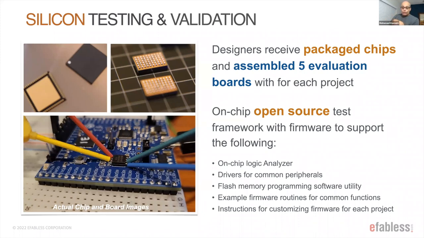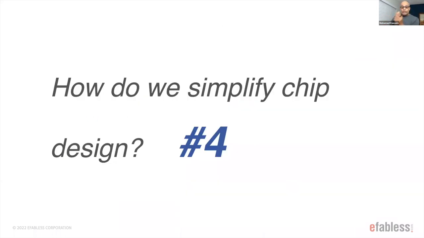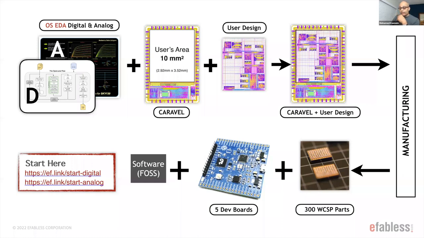So the process overall looks like this. You get the tools, you get the base chip, you add your design, we merge it. And the merger process is straightforward. You upload it on our website, and then we take care of the rest as long as the design is clean. You can use these links to actually start your analog or digital design.